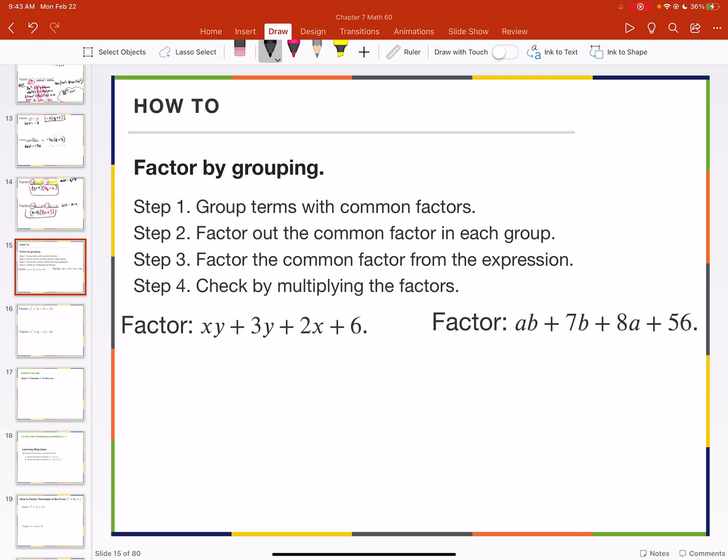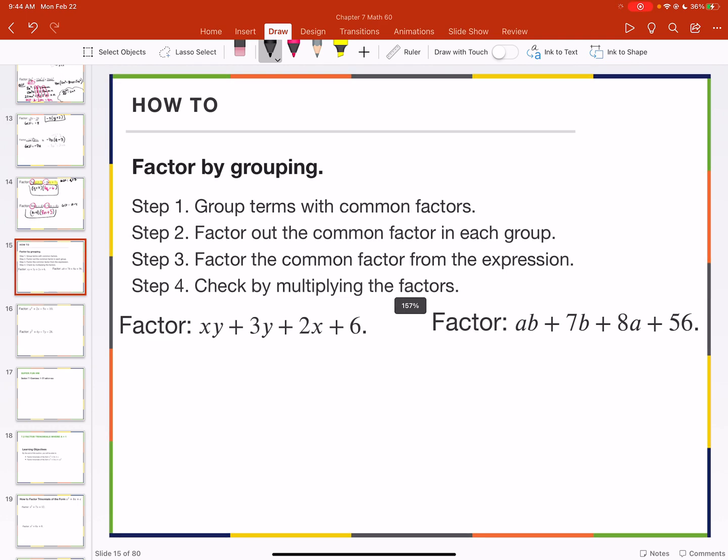Okay, so what do you do? If I have like 4 terms, or more, but usually it's 4 terms, you divide the first 2 and then the last 2, and then you separate the first 2, you regroup, and then you factor each group by GCF. Basically, you group the terms with common factors, you factor out the common factor in each group, and then we factor out the common factor.